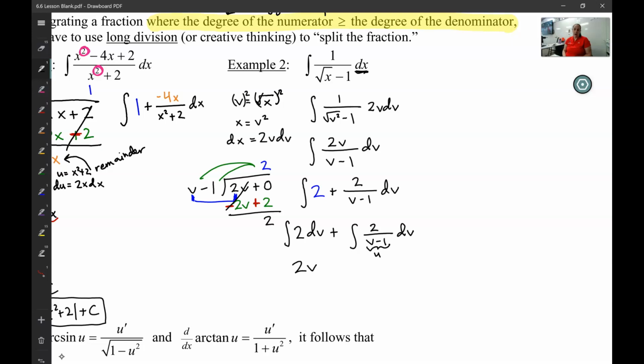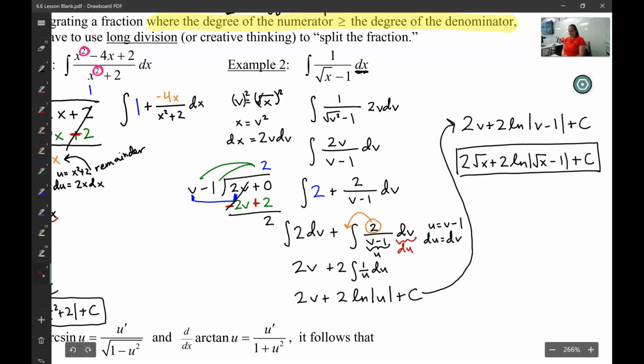I want you to pause the video and try to do the u substitution for this one on your own, and then come back and check and see how you did. Let's see how you did.